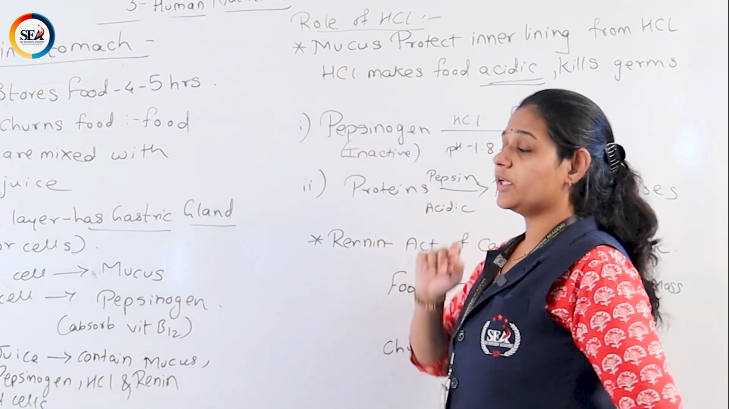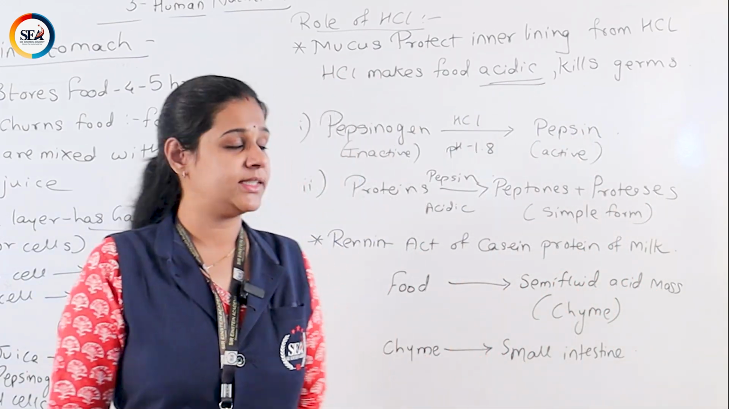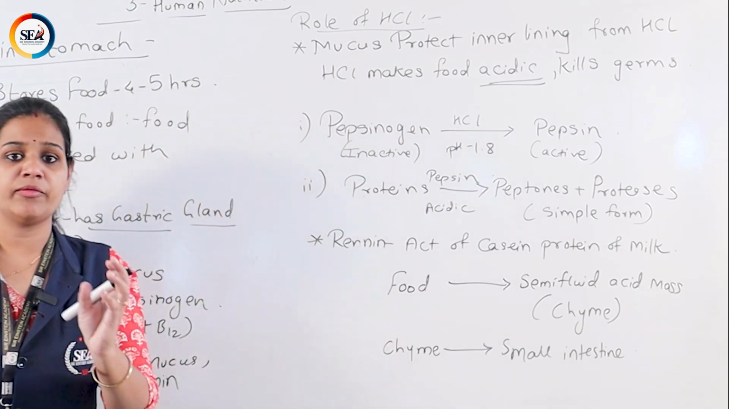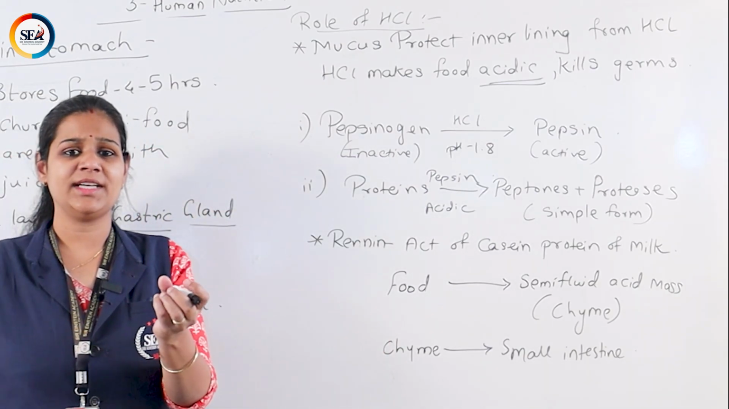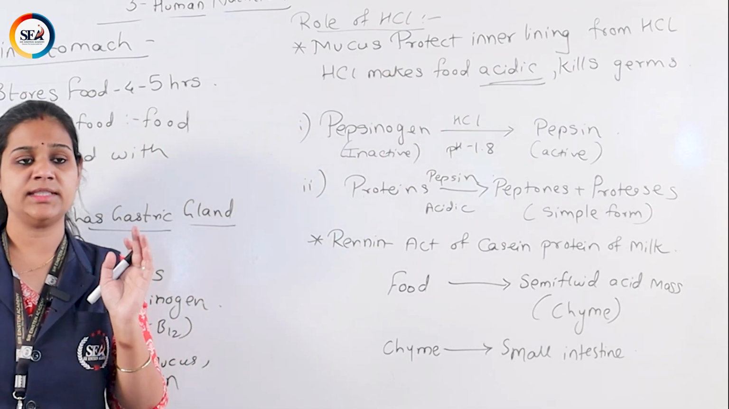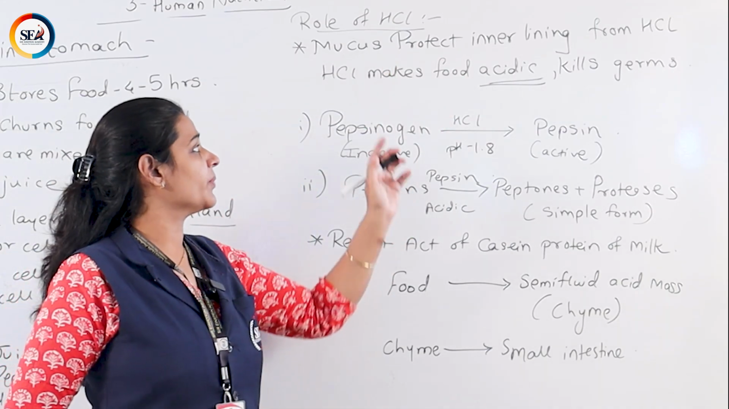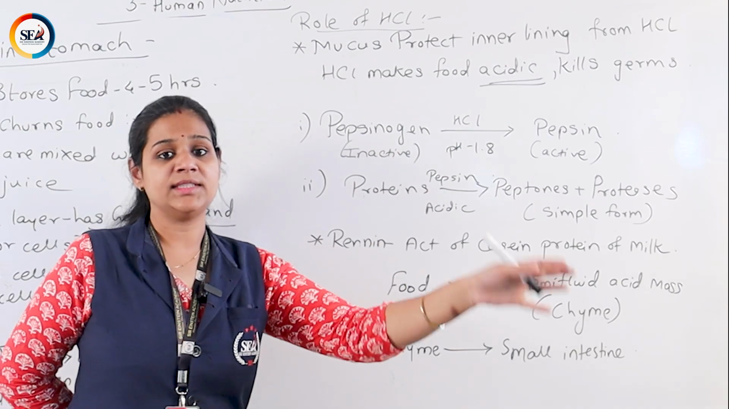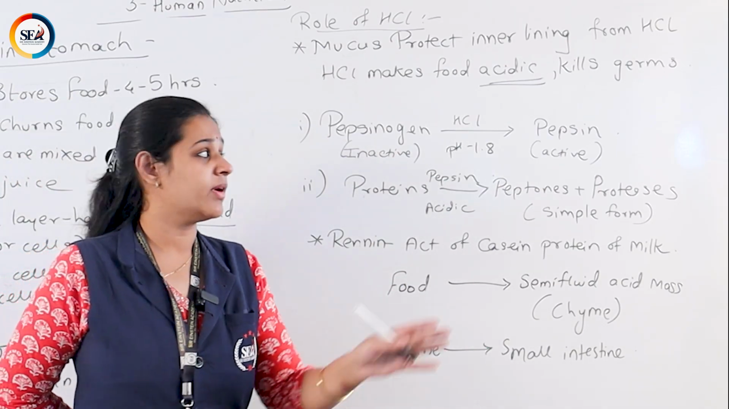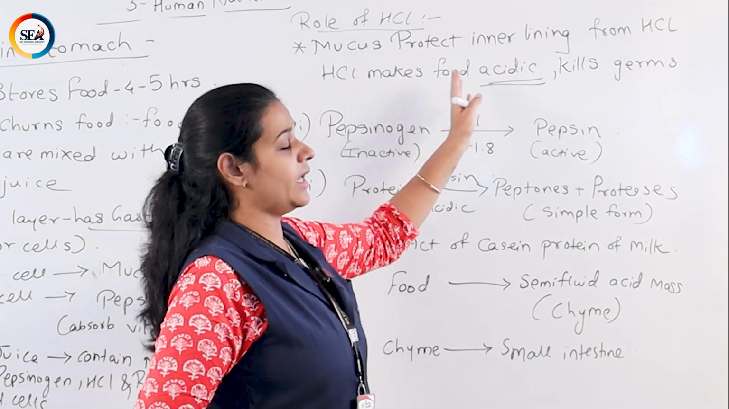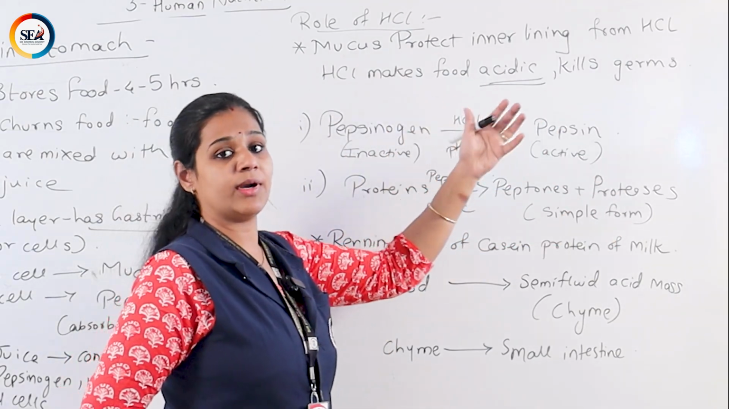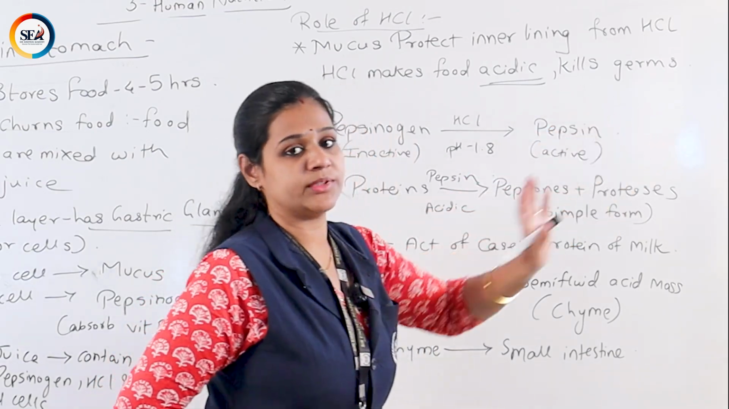Now we are going to see the role of HCl. What is the role of HCl? First of all, mucus protects the inner lining of the stomach from the HCl, that is, from the hydrochloric acid. HCl makes the food acidic. Here, the salivary amylase enzyme now becomes inactive, and HCl makes the food acidic, kills germs.